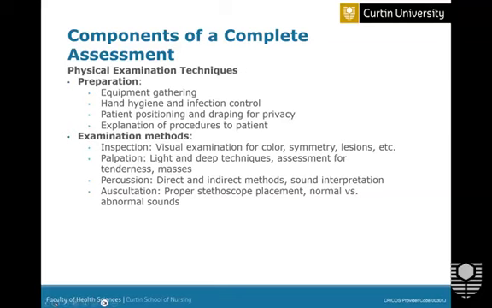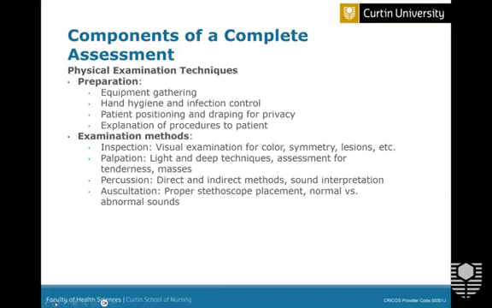So where is the equipment we are gathering? We need to practice hand hygiene and infection control. We need to look at patient positioning and draping for privacy, and we also need to be able to explain to people the procedures that we're going to be undertaking. And often the explanation of what we're doing also includes the why we're doing it.